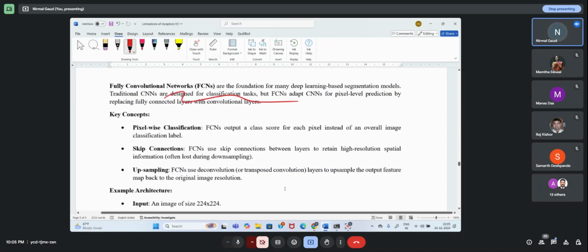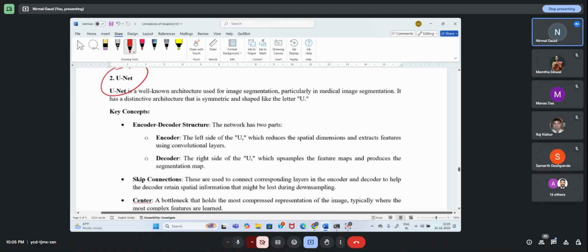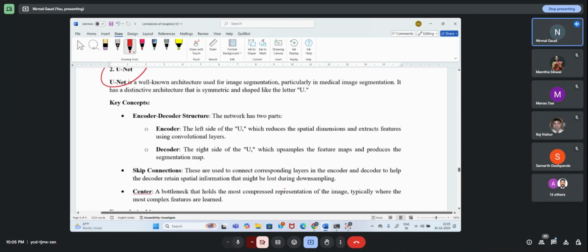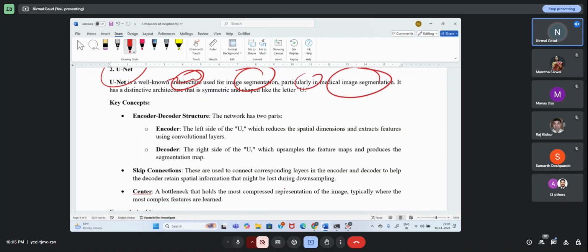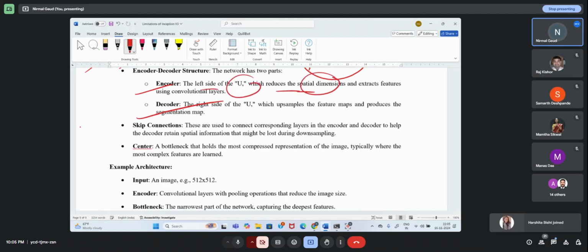Like fully convolution network, we can use UNet. This is a famous architecture, UNet. It is a well-known architecture used for image segmentation, particularly in medical images. Especially if you are working on segmentation, UNet. I think I have made one project on teeth segmentation. There I have used UNet only. It is having encoder and decoder. Okay, the left side of the U reduces spatial size, the right side of the U upsamples.